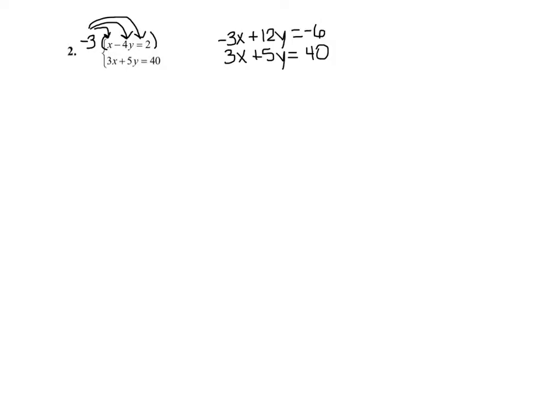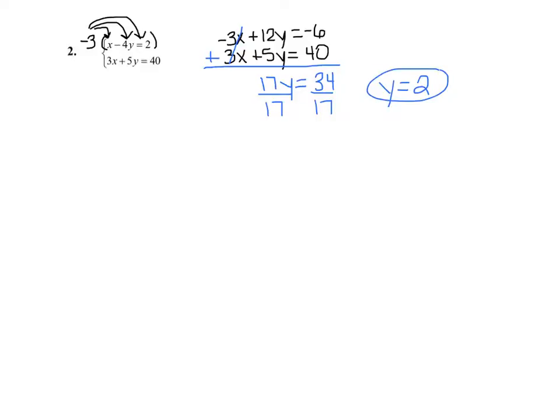So now we're going to follow the addition method by elimination. The 3x's cancel. So now we're going to add 12y plus 5y, which gives us 17y equals negative 6 plus 40. Different signs, subtract. Keep the sign of the higher number, and that gives us 34. Next step, divide both sides by 17. 34 divided by 17 is 2.